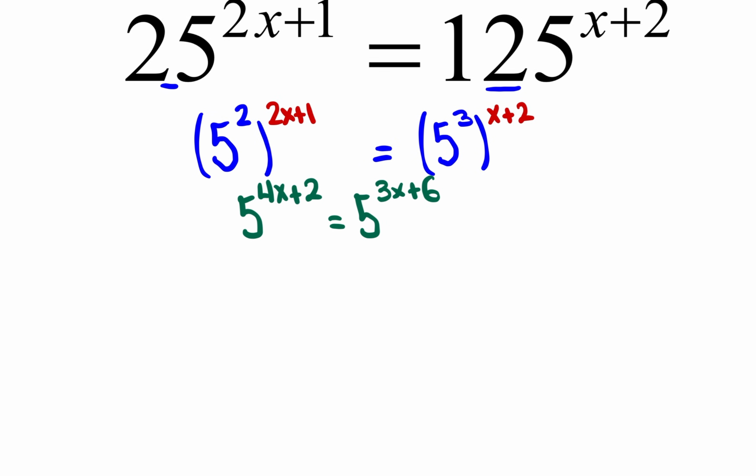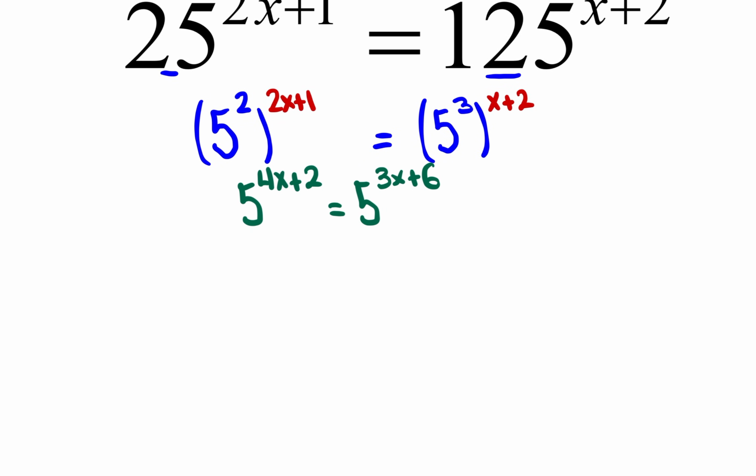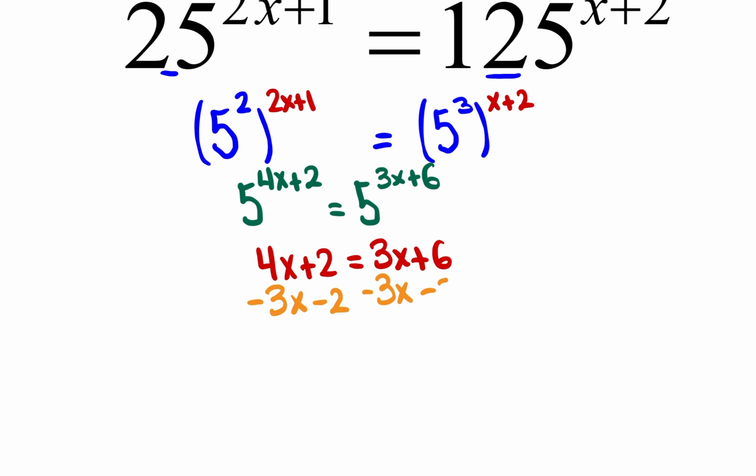What can I do now? Well, I can set the exponents equal to each other. So I have 4x plus 2 is equal to 3x plus 6. Now, my recommendation when you're solving these types of equations is to always move the variables to the left-hand side and the constants to the right. So in this case, I will subtract 3x on both sides. I will subtract 2 on both sides. And you can do this in separate steps, or you can do it all together just like I'm doing right now, your choice.